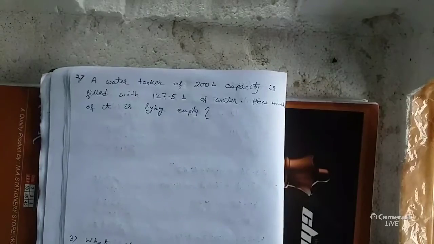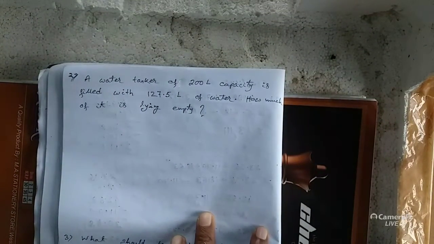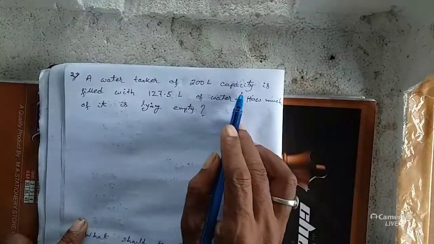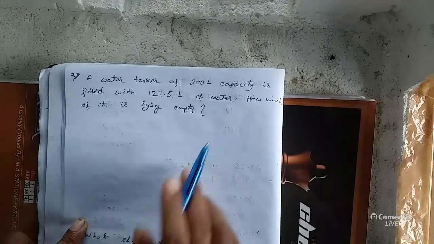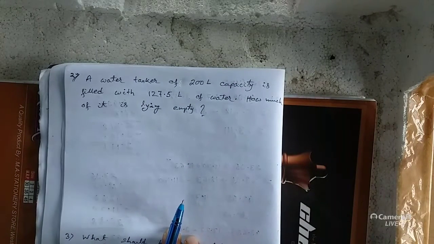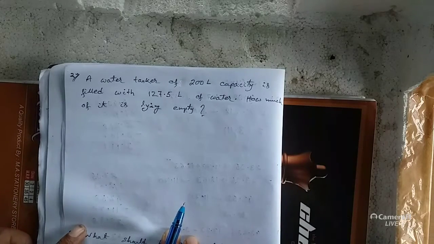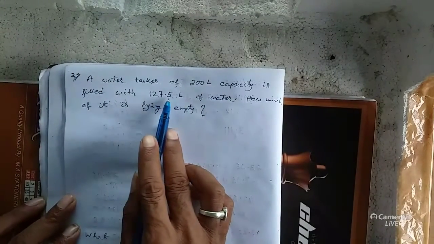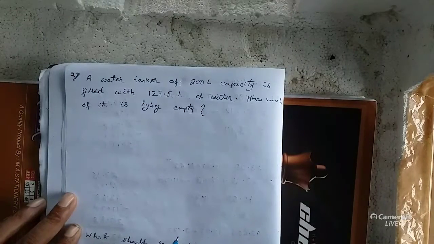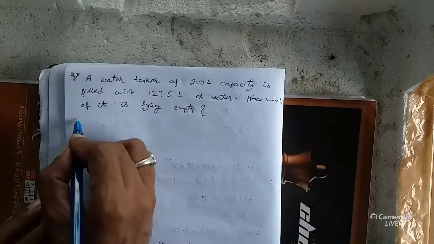Coming to the next word problem, number 2. A water tanker of 200 liter capacity is filled with 127.5 liter of water. How much of it is lying empty? So the capacity of the water tank is 200 liter, but it is filled with 127.5 liter of water. How much is lying empty, that we have to find.